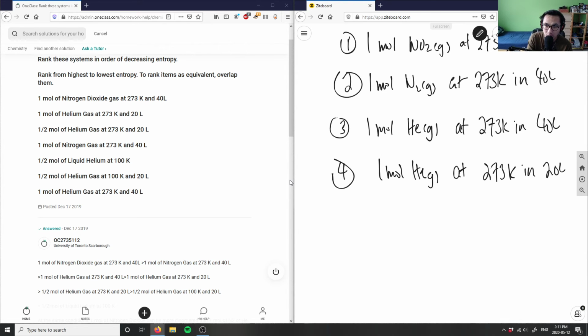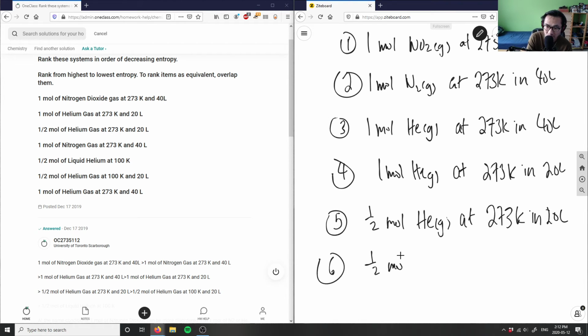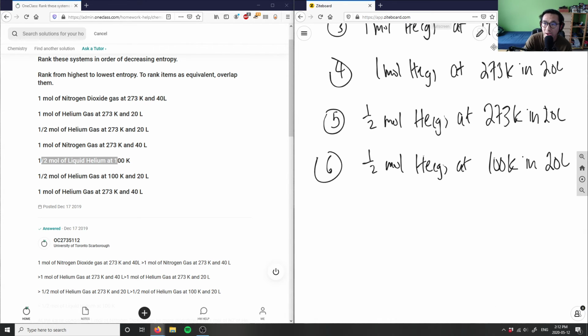So number 5, the next largest one, will be half a mole of helium gas at 273 Kelvin in 20 liters. And number 6 is going to be half a mole of helium gas at 100 Kelvin in 20 liters. And finally, the only one we have left, number 7, is going to be the liquid. As I said before, the liquid helium here is going to have the lowest amount of entropy because of its state. All of these are gases here, and this one is a liquid. And as we know, liquid moves much slower than gas, according to particle theory.